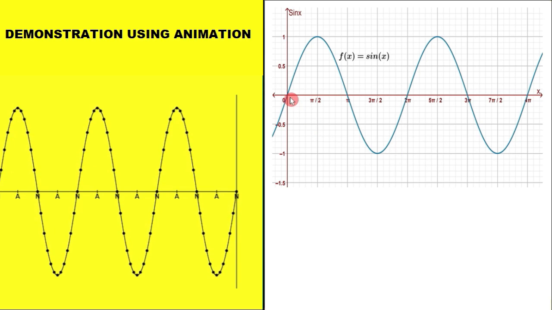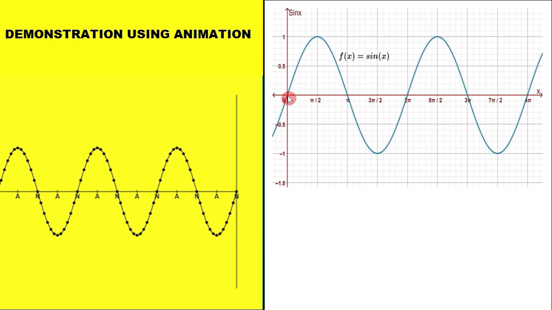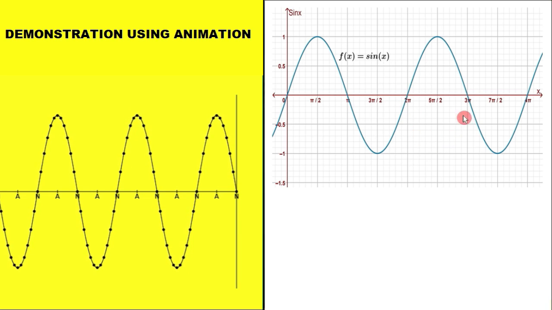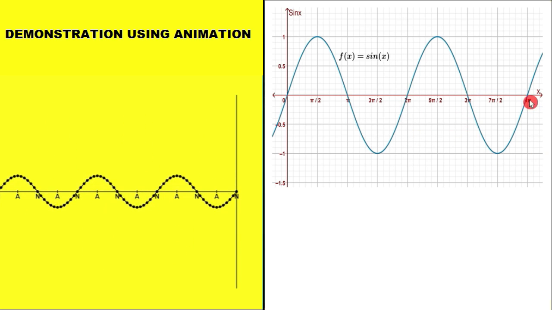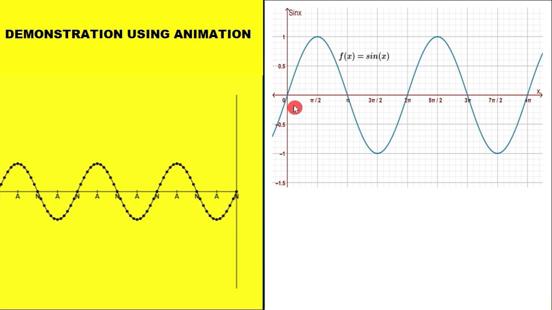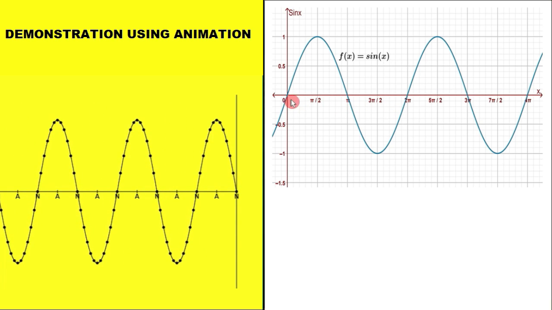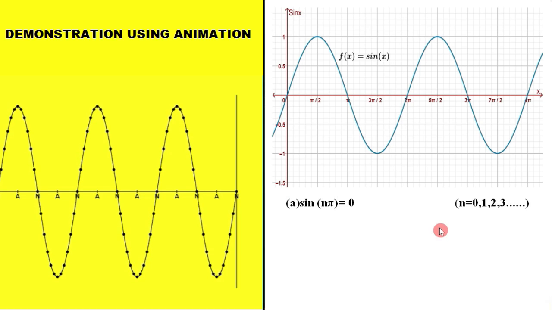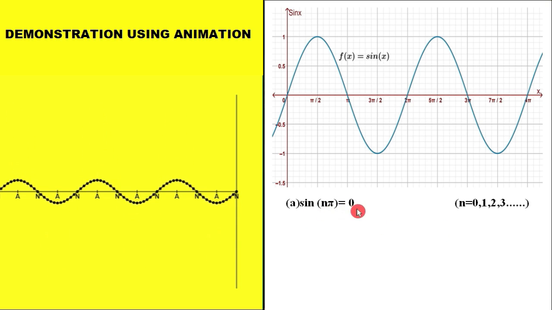So where you are getting the 0 values, you see at 0 you are getting, at pi you are getting, at 2 pi, at 3 pi, at 4 pi. In all these values you are getting 0. And if I combine and form a general formula, where I am getting 0, 1 pi, 2 pi, 3 pi, 4 pi, like that, it means I am actually getting sin n pi equal to 0.